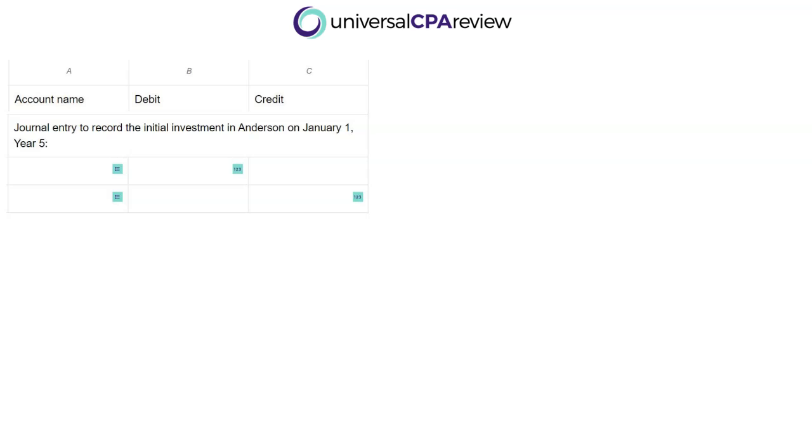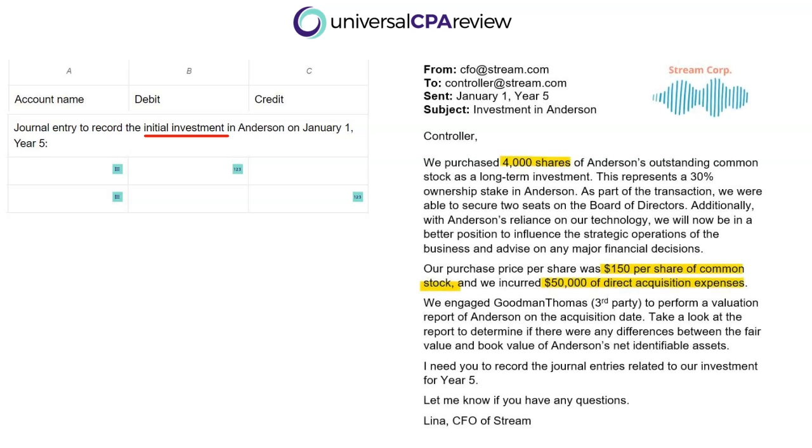So now we're ready to attack the actual journal entries. So let's dive into them. The first one says journal entry to record the initial investment in Anderson on January 1st, year 5. All right, so we should be thinking about what was the purchase price per share and were there any direct acquisition expenses? Well, remember from the exhibit with the email from the Stream CFO, it says they purchased 4,000 shares at $150 per share. So we need that information. We also care about those direct acquisition expenses of $50,000, as those will be included in our investment in investee on the balance sheet, right?